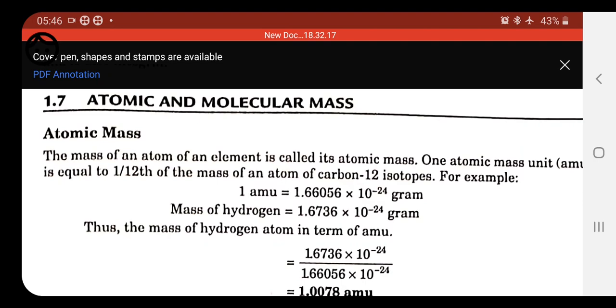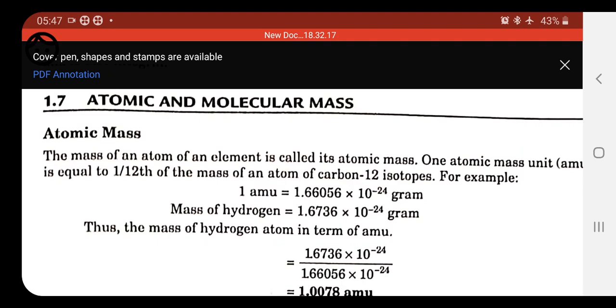Like, if we take the example of a watermelon and we cut it into 12 pieces, this watermelon is like carbon and it has 12 pieces. One piece is taken as the 1/12th part of that watermelon. So on the basis of this, they were calculating the mass of any element. So carbon 12 is taken as the standard unit for calculation of the mass of any atom.